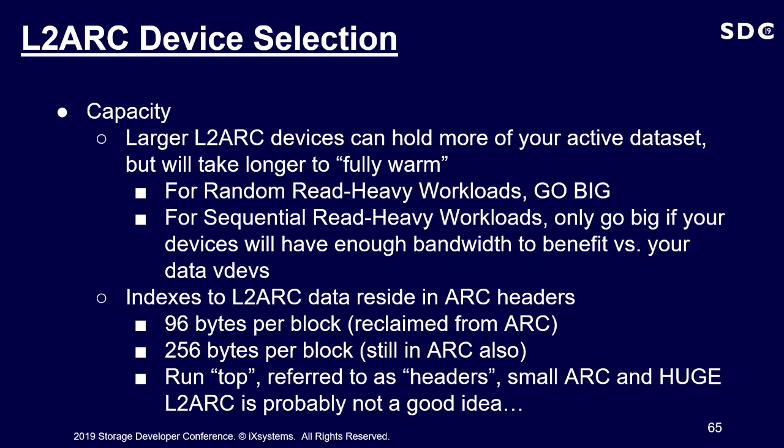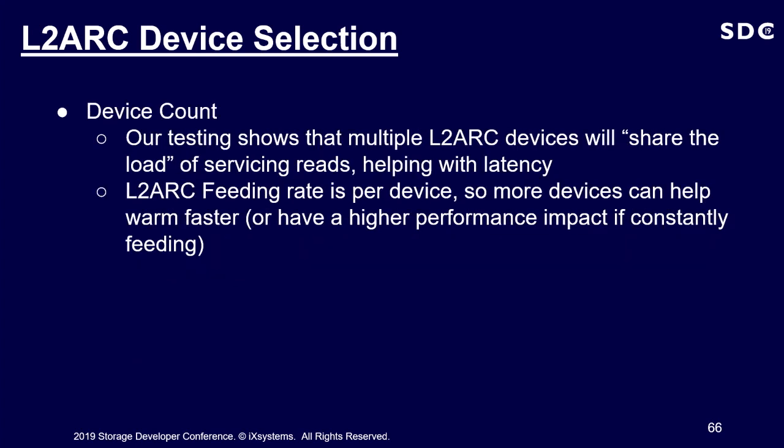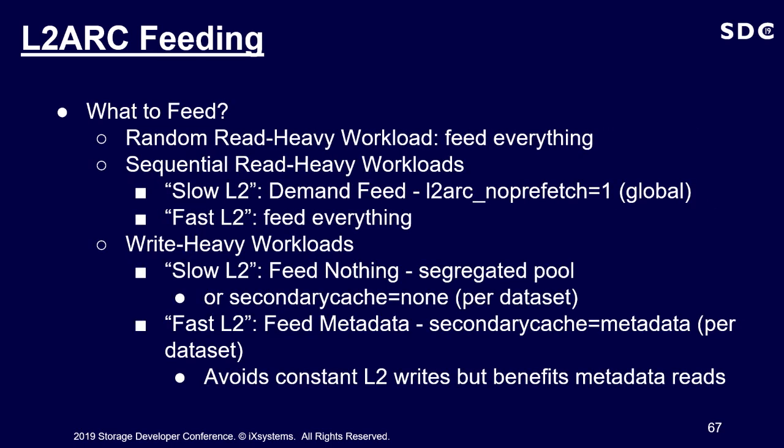There is a thing that can happen where if you have like 64 gigs of RAM on your system and you have like, I don't know, 100 terabytes of L2ARC, you're going to eat up all of your ARC with the indexes to your L2ARC and the headers. So your ARC hits are actually going to go down. So beware of that. Probably not a good idea. Our testing shows that device count actually improves latency because it's spreading the load. What are you going to feed? If you have a slow L2ARC, you want it to be demand-fed, not prefetched.